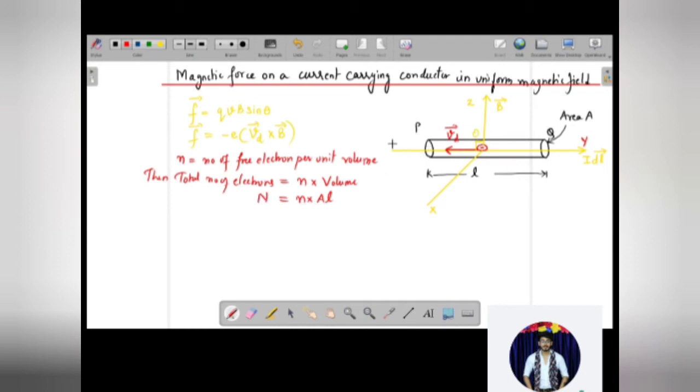I'll repeat again. n is the number of free electrons per unit volume. That means n number of electrons are present in 1 unit of volume. So the total number of electrons will be how much? The number of electrons per unit volume multiplied by the total volume. Correct? So the total volume will be how much? The volume of a cylinder, or the volume of this figure, will be given by height times the area of cross section, A into H. So here the height is L, so it will become A multiplied by L.